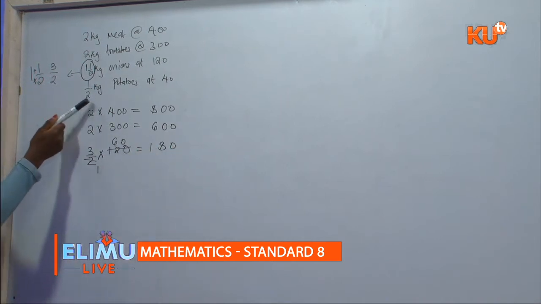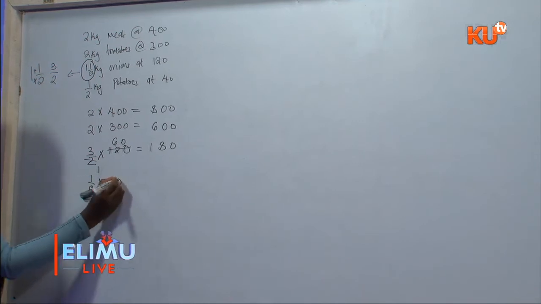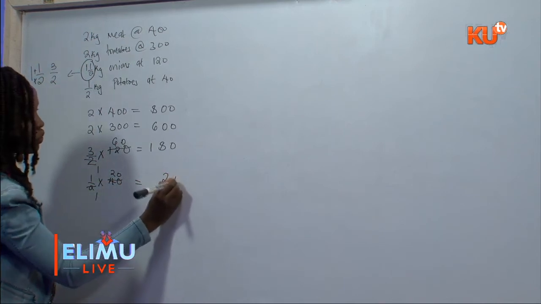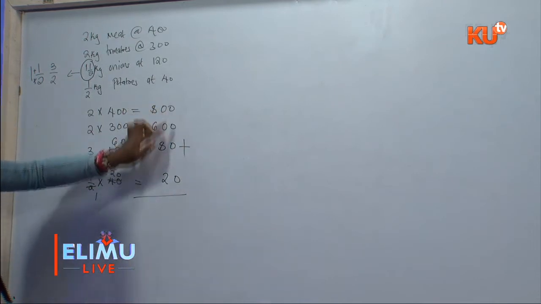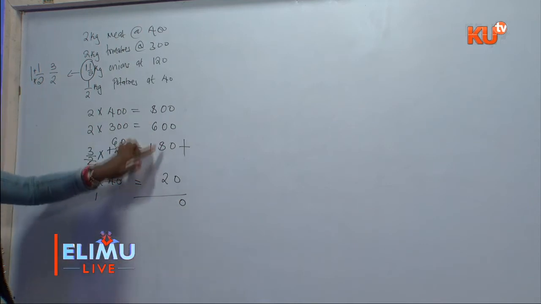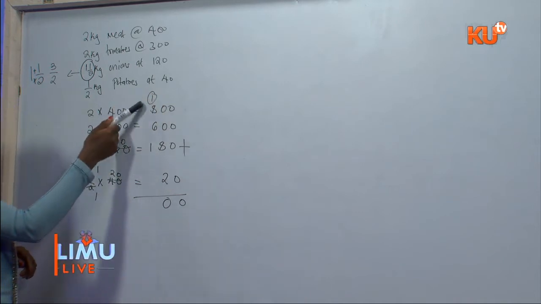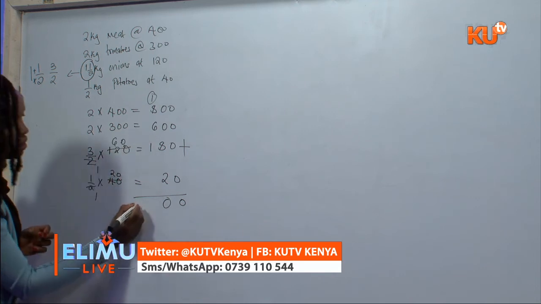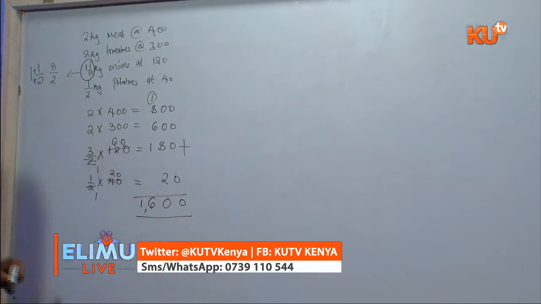Then I have a half kg potatoes at 40 shillings. It is a half times 40. By 2, 1, by 2, 20. So you come and add 20. So we are adding to get the total. When I add this side, I get a 0. 8 plus 2, 10. 0, carry 1. 1 plus 8 is 9. 9 plus 6, 15. 15 plus 1, 16. That is 1,600 shillings. That was the total cost.